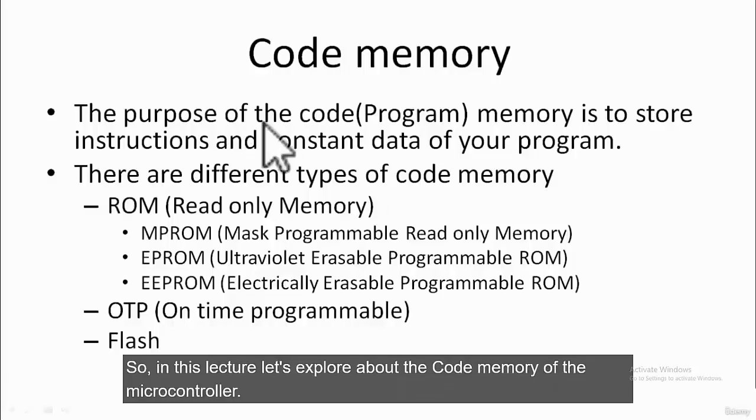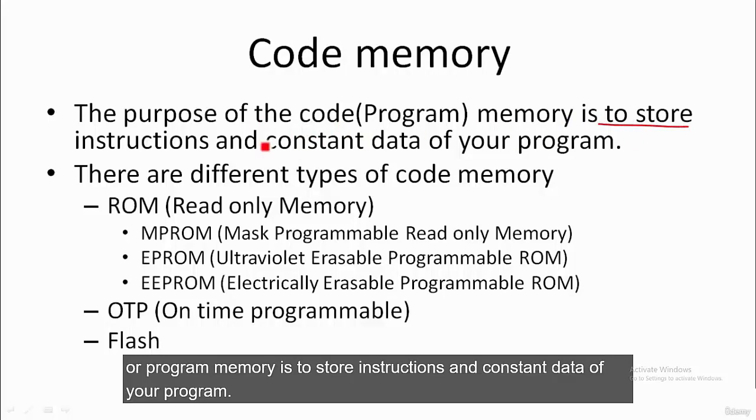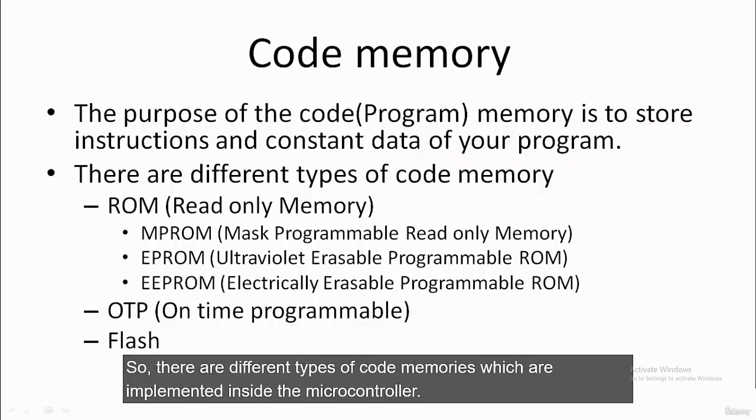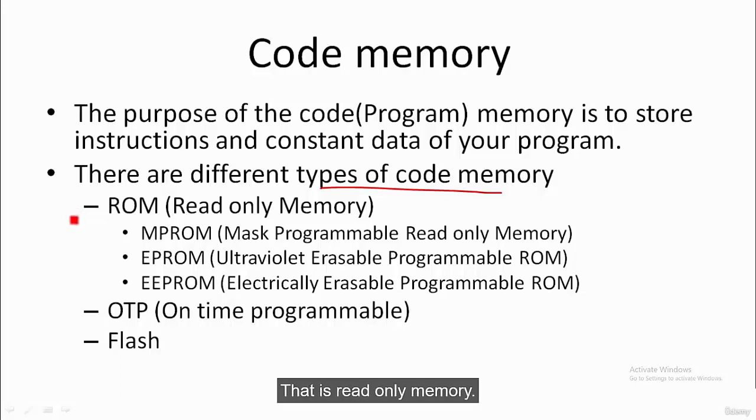Welcome back to the lecture. In this lecture, let's explore the code memory of the microcontroller. The purpose of the code or program memory is to store instructions and constant data of your program. There are different types of code memories implemented inside the microcontroller. The simplest and most cost efficient program memory is ROM, that is read-only memory.